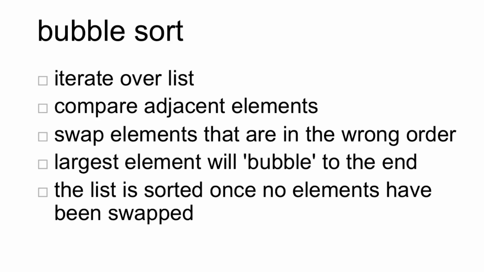In bubble sort, we iterate over a list, comparing adjacent elements. Now, if those elements are in the wrong order, then we swap them. This way, the largest element will sort of bubble to the end. That's how it gets its name. And then we repeat that for the whole list until no elements have been swapped. Then we consider the list as successfully sorted. Let's take a look at an example.